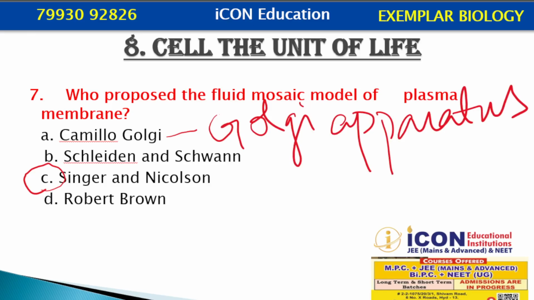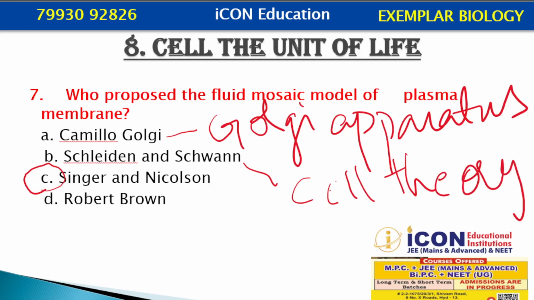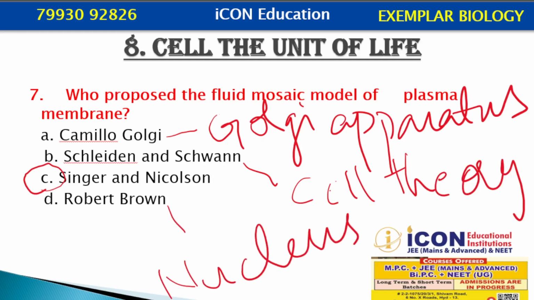Okay. Next, Schleiden and Schwann, they are related with cell theory. Robert Brown discovered the nucleus in the cell. Okay. So the correct answer, who proposed the fluid mosaic model of plasma membrane, is Singer and Nicolson.